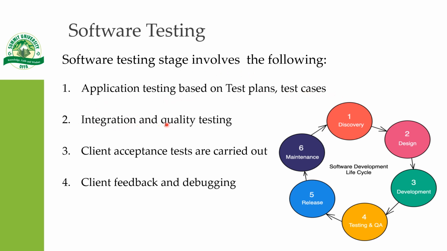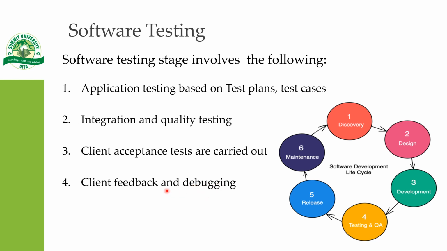Now integration and quality testing, you also do that testing. Client acceptance tests are carried out also. It also involves usability testing and the likes. Okay, client feedback and debugging. So under testing, all the errors that might have been discovered will be corrected, and the process of you identifying or investigating errors and correcting them is what we call debugging.